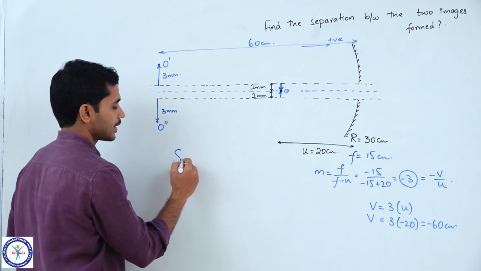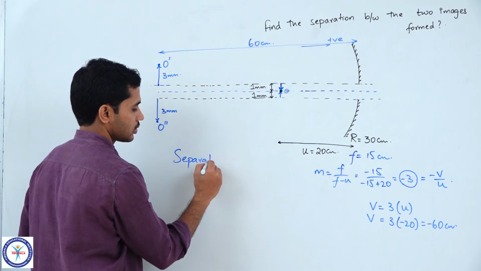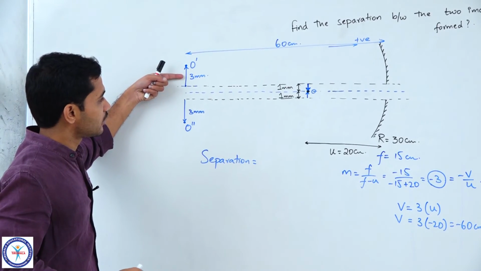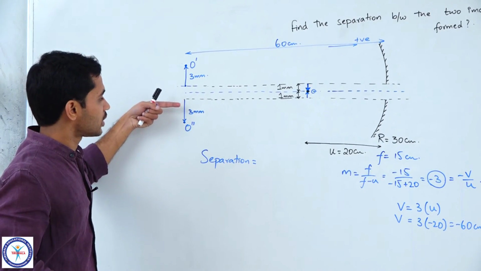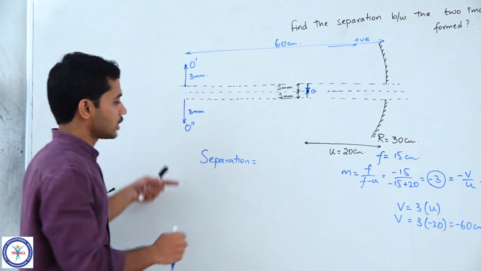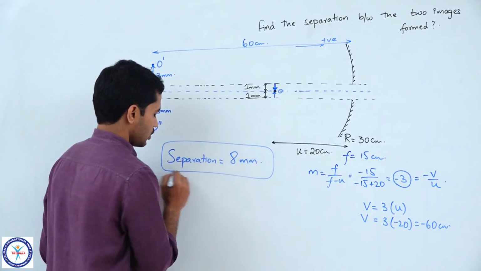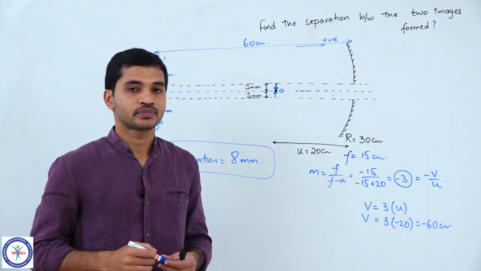So, we can directly write the separation is equal to, you can see that clearly in the diagram itself, 3 millimeters, 1 millimeter, 1 millimeter, 3 millimeters. So, totally it is equal to 8 millimeters. So, that should be the answer, right.